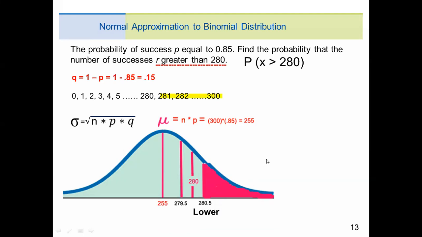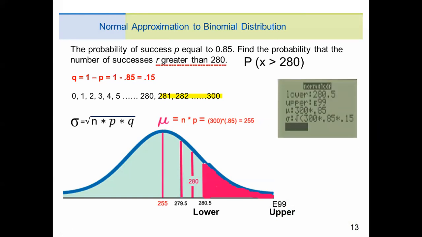So 280.5 is my lower bound, and then I'm going all the way to where I can't go any further. E99 is my upper. Now in the calculator, if I wanted the entire area that's shaded, my lower bound is 280.5. My upper bound is E99. Here, I didn't have to figure this out on my own. Just tell the calculator, hey, my mean is the n value, 300, times the p value, n times p. There it is, n and p.